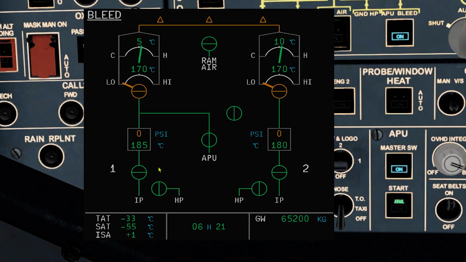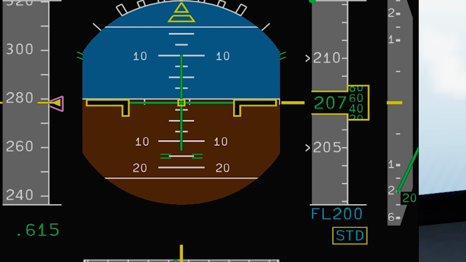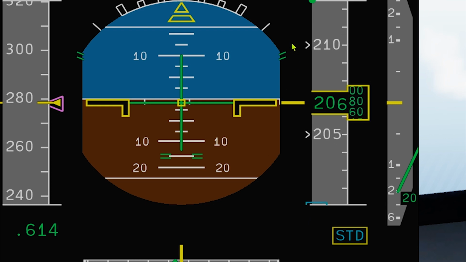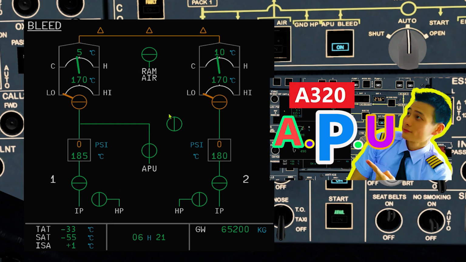Set the APU bleed to on, and when pressurization is recovered, reduce the rate of descent and maximum flight level is flight level 200 due to the limitation of the APU bleed. Do check out my video on A320 APU. The section is then divided into two parts: whether APU bleed is available or not.